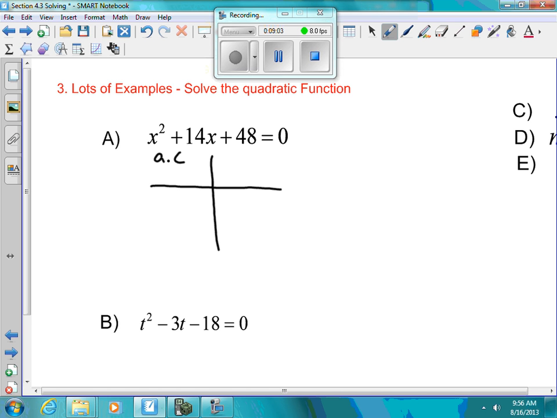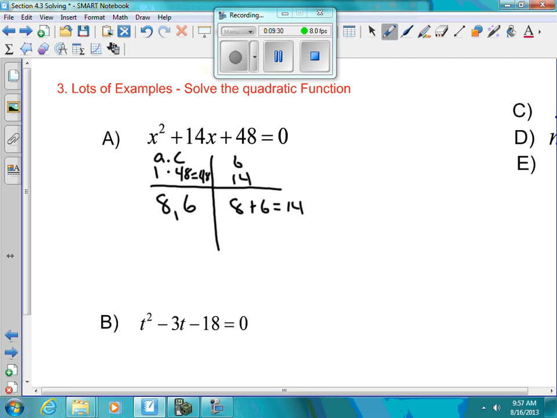So we have 1x squared, so a is 1, c is 48, 1 times 48 is 48, and our b is 14. What multiplies to make 48 and adds to make 14? So I said pause it, list them out, see if you can figure it out. Hopefully you looked at this and you saw that 8 and 6 will multiply to make 48, and 8 plus 6 is 14.